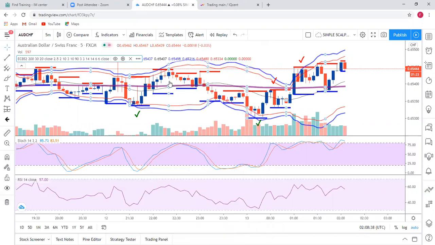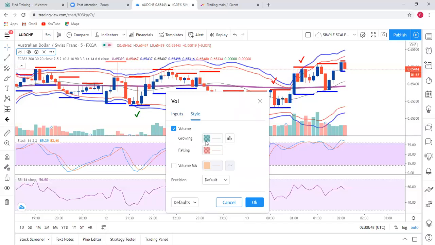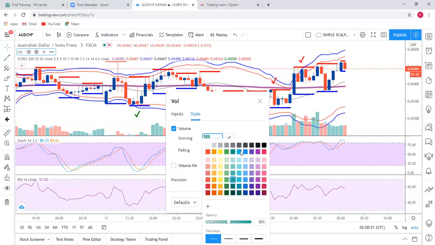So I'm done with my Bollinger Band. The next is my volume. I want to beef up my volume. The length is cool. It's the style I want to beef up. I'm using blue, so I want to make it a very deep blue, and I want to increase the thickness of my blue, and I want to also increase the thickness here. This is the thickness, and that is that.